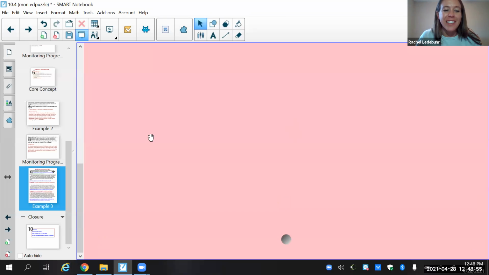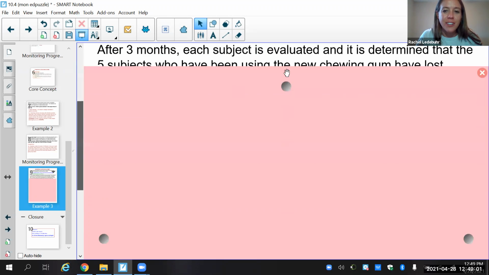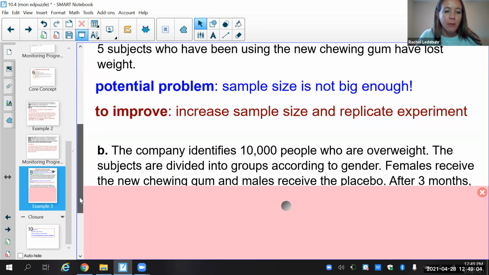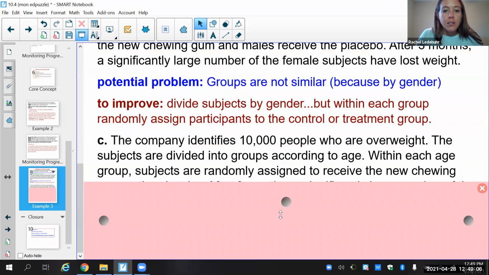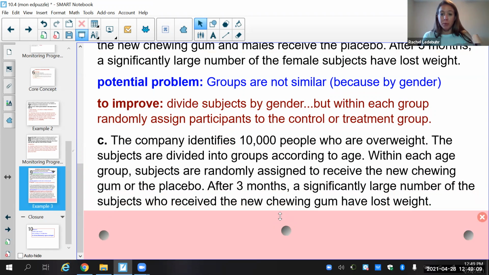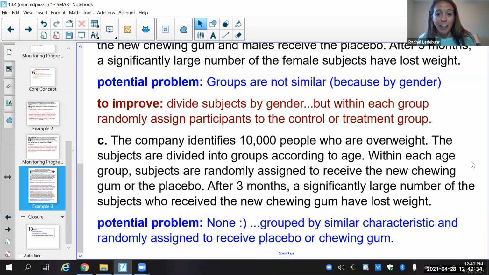Now you can already see that, but our last variation of the experiment is to identify the 10,000 people who are overweight. We've got a good sample size. The subjects are divided into groups according to age. Within each age group, subjects are randomly assigned to receive the new chewing gum or the placebo. And then after 3 months, a significantly large number of the subjects who received the new chewing gum have lost weight. Well, guess what? There's no potential problem here.